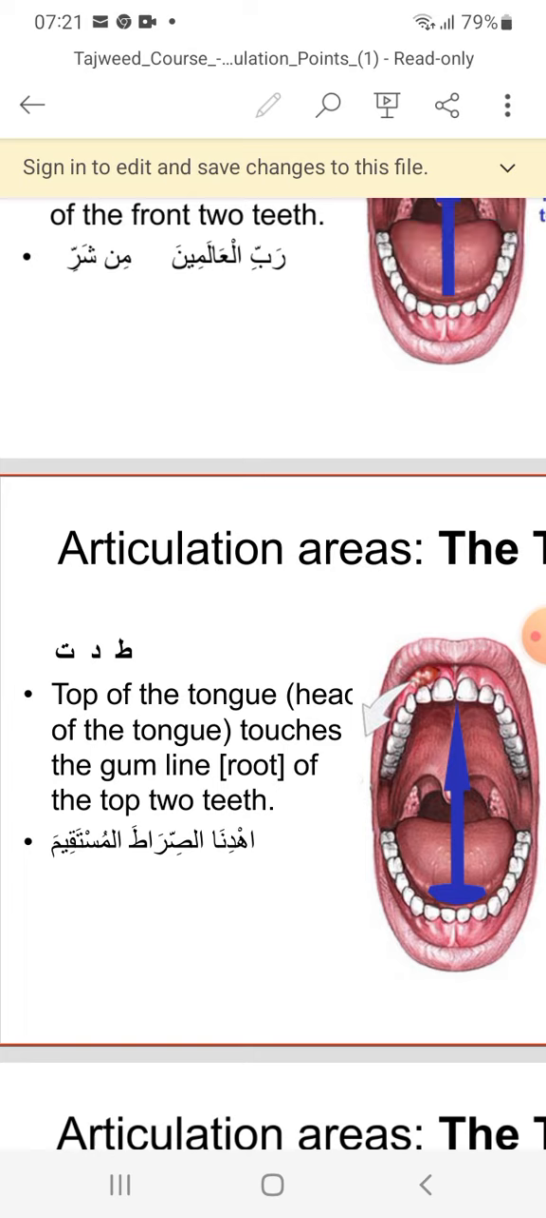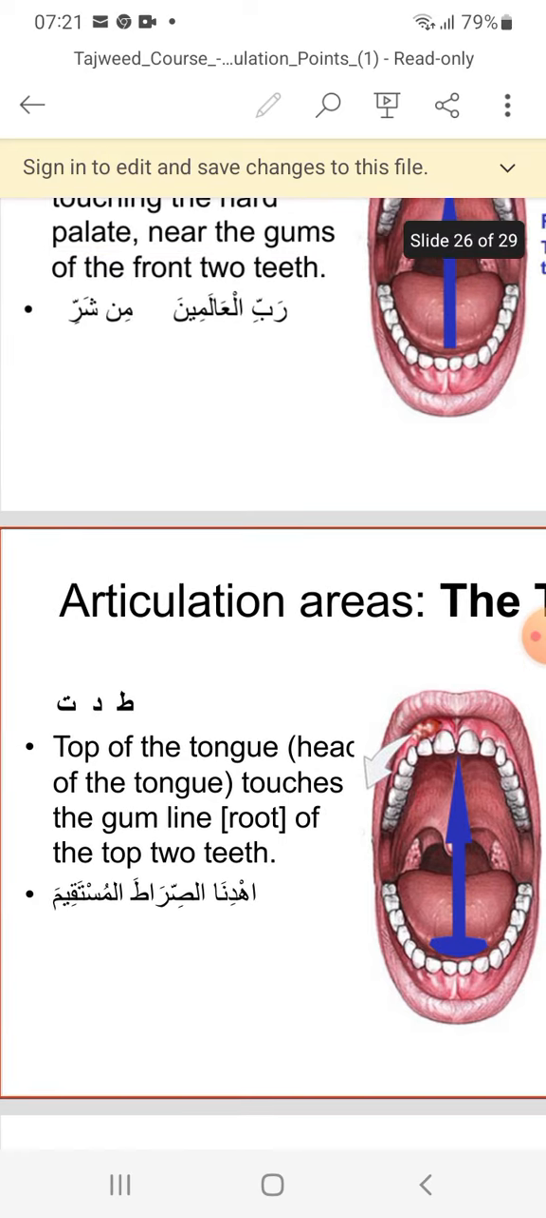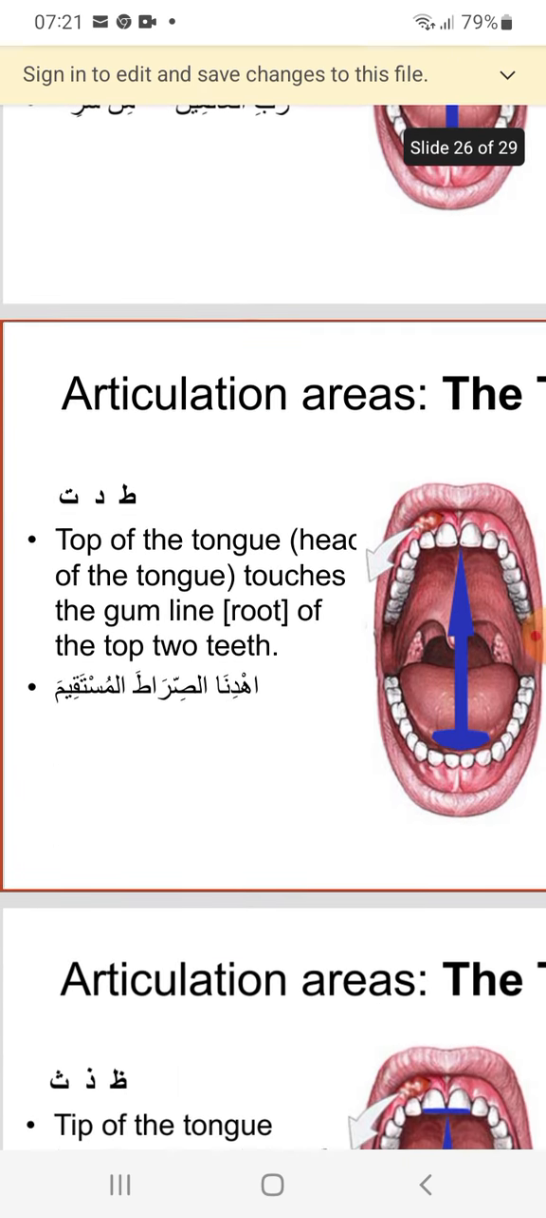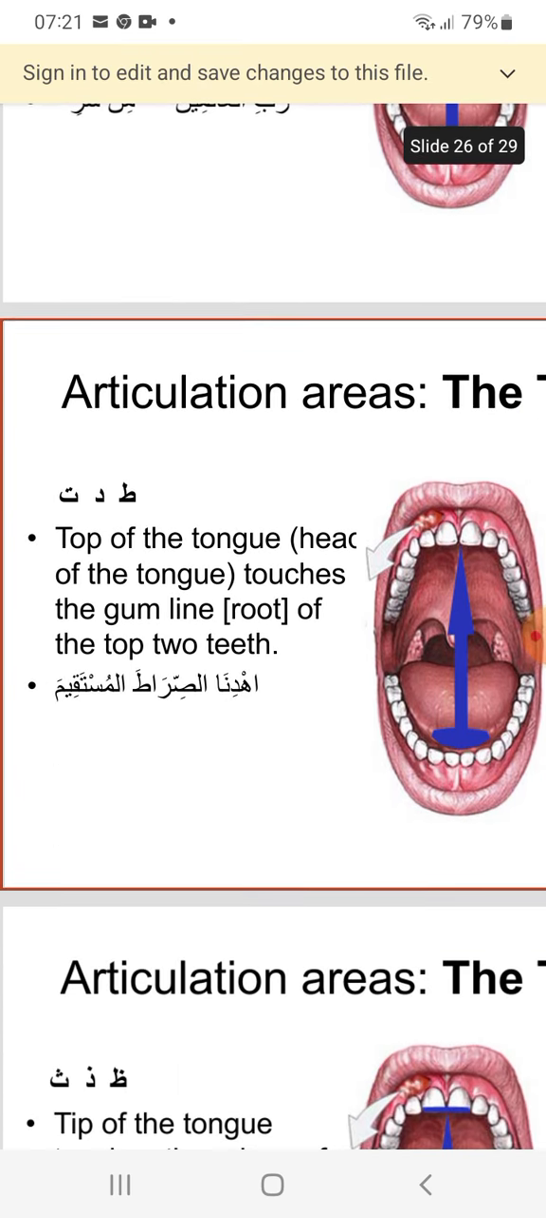Those mistakes are very common, very common. You have to take care and show your student exactly what part of your tongue you should put on the gum of the upper teeth. It is only the head of the tongue, the top of the tongue, the top of the tip of the tongue, exactly.